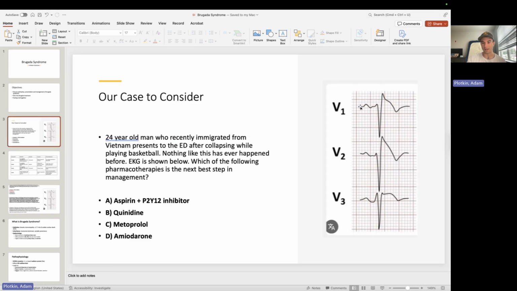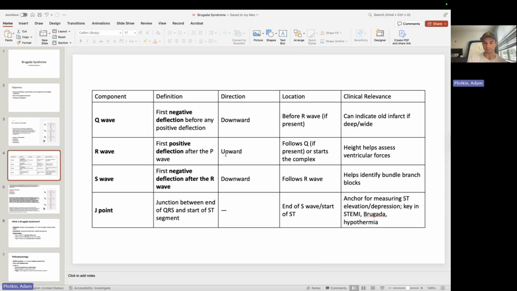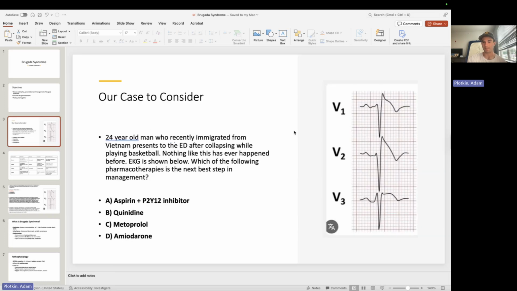So again, P wave, atrial depolarization. Here comes the Q, negative. Here comes the R. And then this little bit right here would be considered our S wave. And then the J point is the junction between the end of the QRS and the start of the ST segment. So here's my T wave. Here's my S. So this little guy right here is my J point.